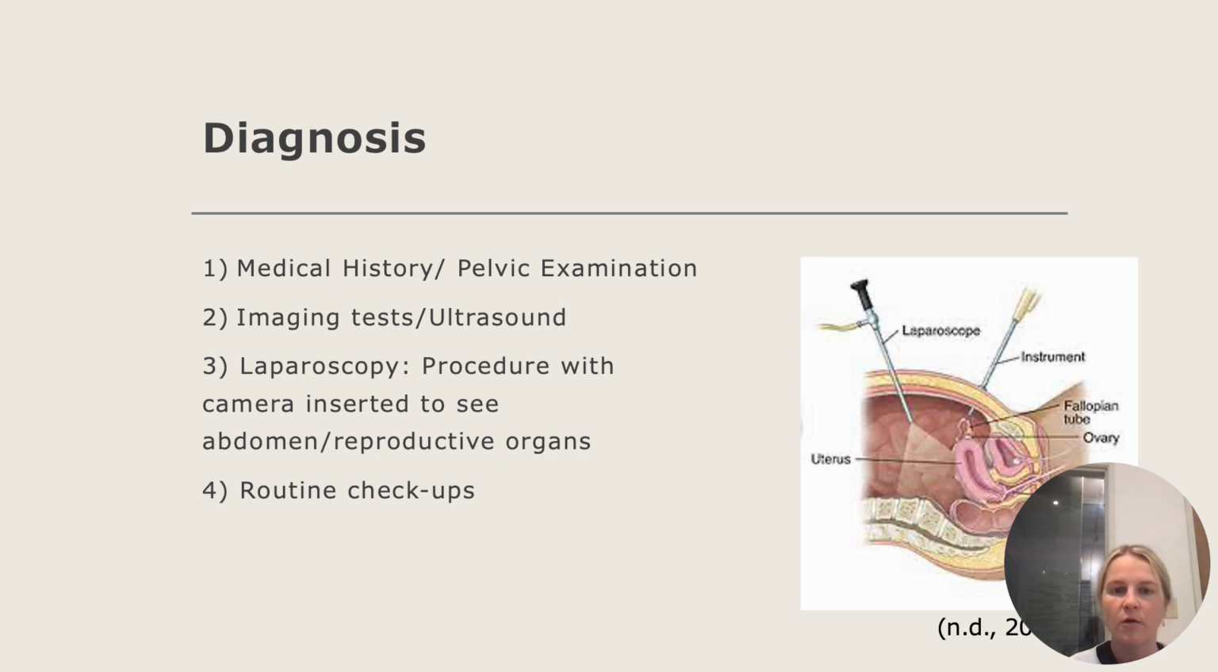Diagnosis. Your medical history and a pelvic examination are important, as are imaging tests and ultrasounds. A laparoscopy is a procedure with a camera inserted to see the abdomen and reproductive organs. They will make an incision on the abdomen and insert that camera to further look at the cyst. And then basic routine checkups help diagnose them, whether it's your physical exam or seeing a doctor.